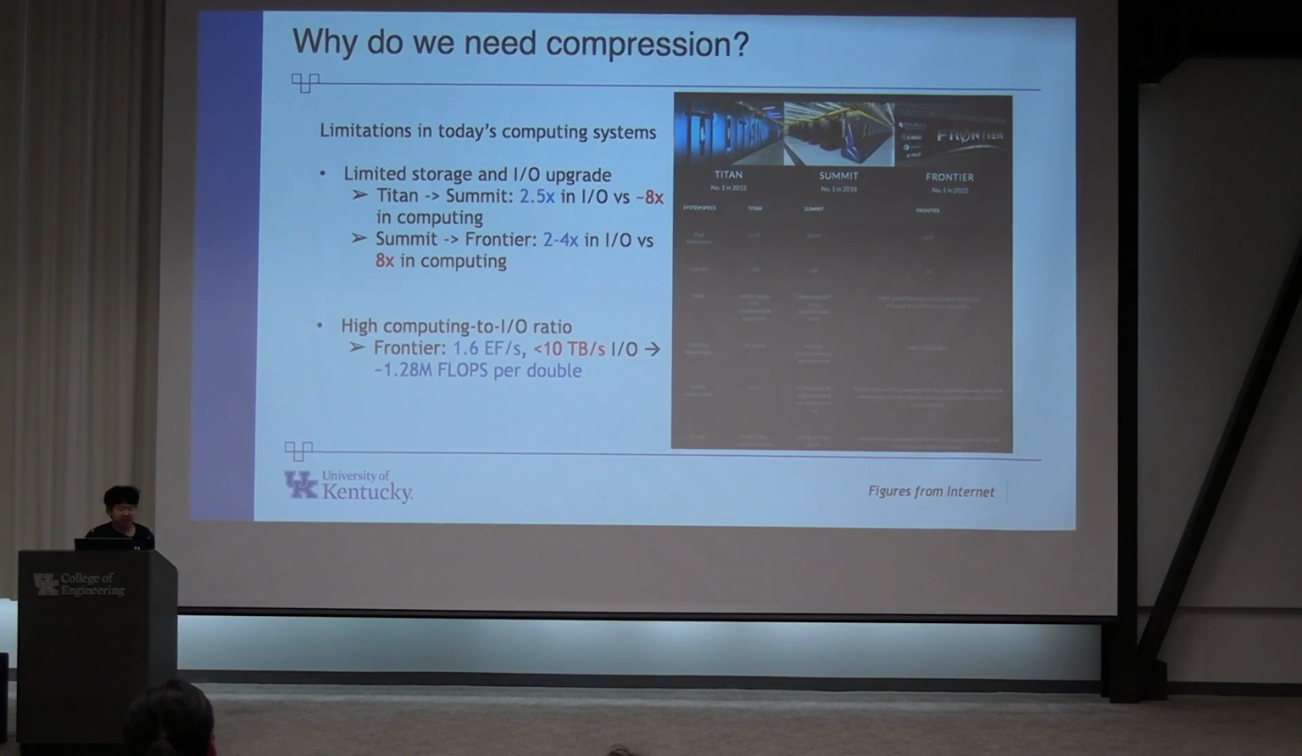So with this kind of computing to I/O ratio, you have to perform 1.28 million floating point operations for each double you fetch. This is usually not the case for many scientific applications. So I/O remains a bottleneck in the leading computing systems.